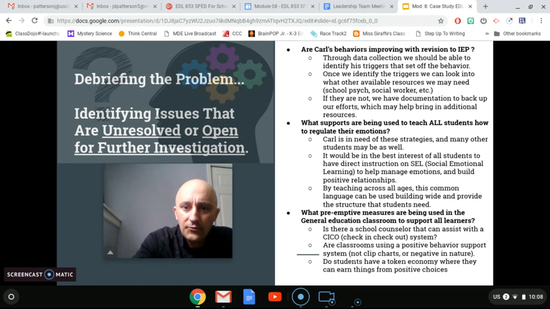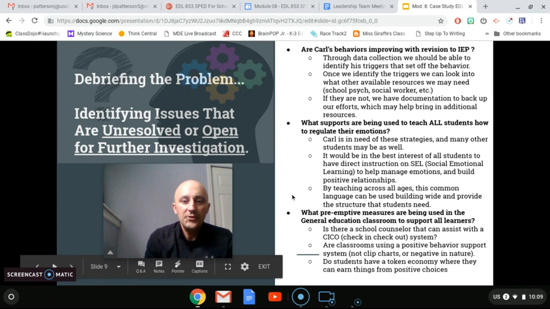What supports are being used to teach all students? Carl needs these strategies, so I'm guessing a lot of students in the building do as well. So I think a social emotional learning curriculum could be helpful to help students within this whole building and district, really. By doing this, you're teaching it across the entire school, all ages. It's a common language, and it'll give those kids that toolbox of different strategies to handle their behaviors.